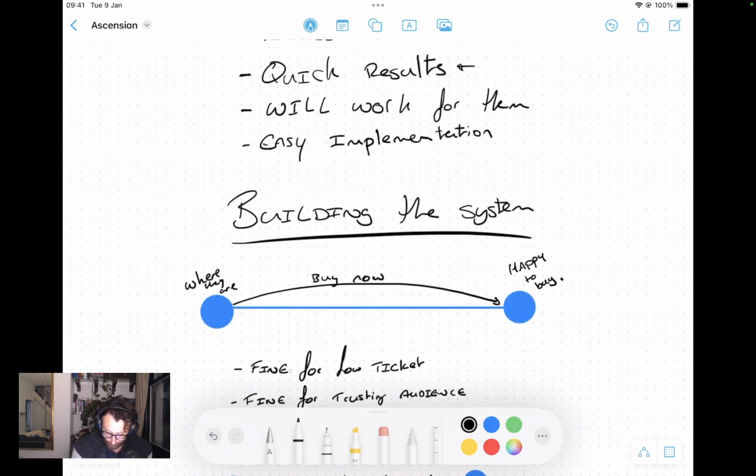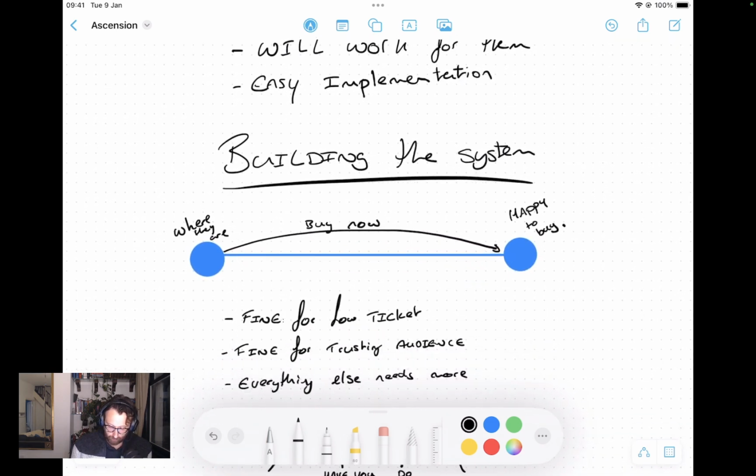How does this actually work though? So when you're building the system, and this is the same kind of diagram as before, they're here and this is the transformation. They're there, and you need to get them to this point where they feel happy and confident that they will spend that money with you. You can just go buy now, and you can run discounts, you can run FOMO elements, you can run all of this kind of stuff.